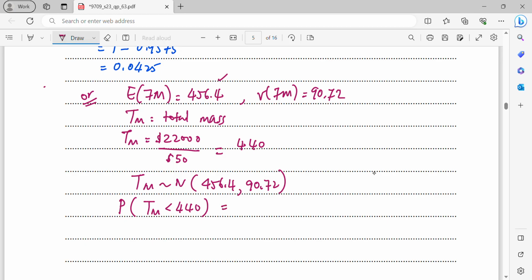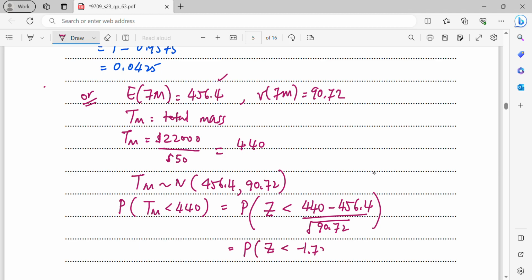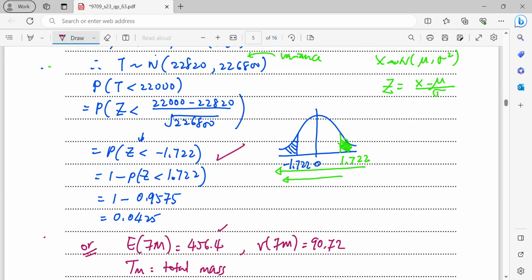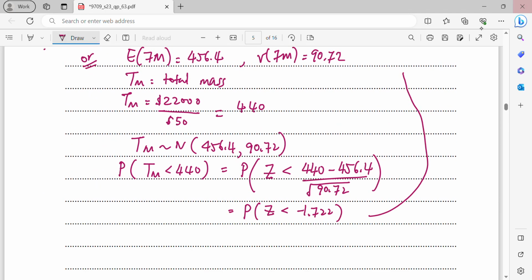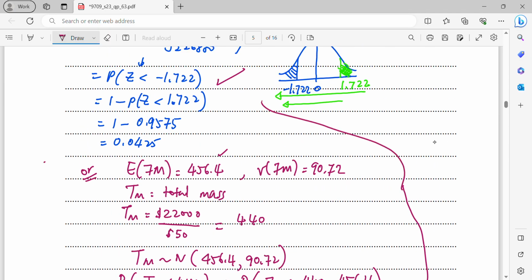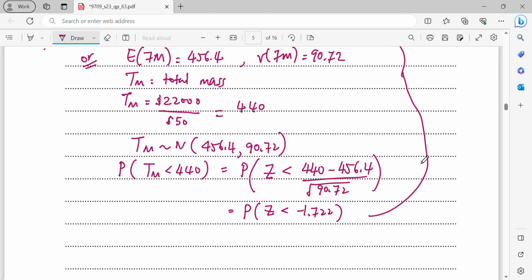Now I will standardize this. It will be z less than 440 minus 456.4 over the square root of 90.72. When you calculate the value, it will be z less than negative 1.722. When you compare with the previous working, we are here now. That means if you are using the second method, after you get this, you just continue with all these steps. I will not proceed because the working is exactly the same. So these are the two methods to solve this question.